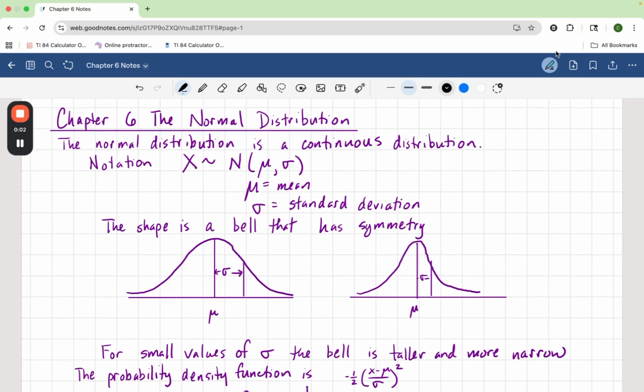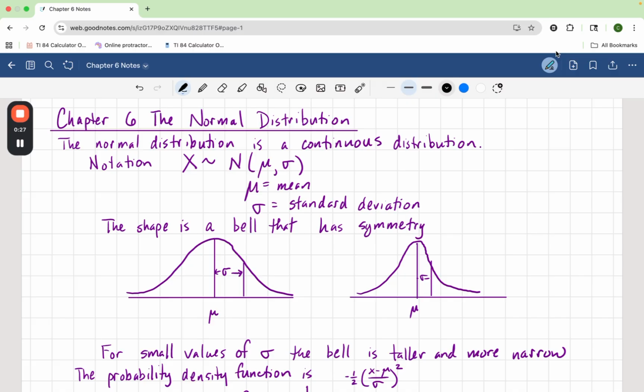Hi everyone, we're on to chapter 6. This is the most famous of the continuous distributions, called the normal distribution. When you think about SAT scores or people's heights, things like that, those are more than likely going to be normal distributions.